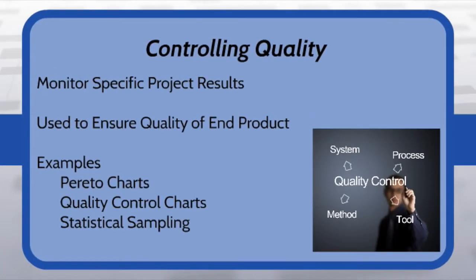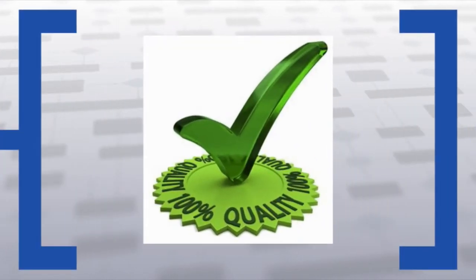Controlling quality monitors specific project results to ensure they all meet the quality standards. Once this information is obtained, it can be used to help improve the quality of the end product. Pareto charts, quality control charts, and statistical sampling are all examples of tools utilized in the process. Performing quality management is nothing more than checking the roadmap to ensure the project is headed in the right direction.